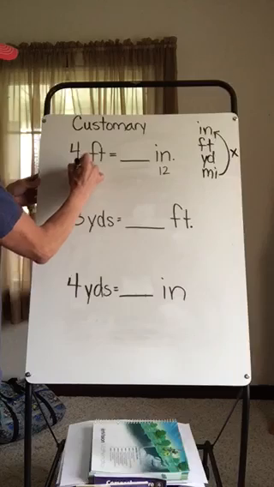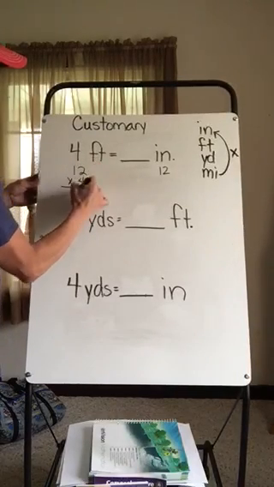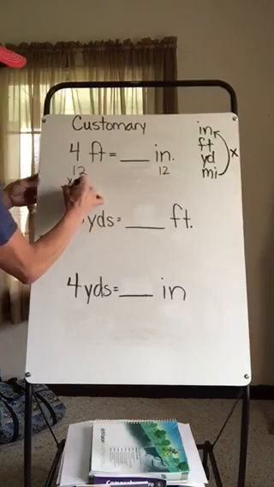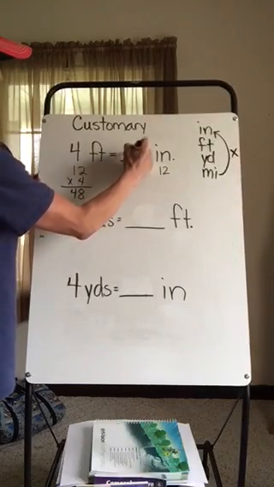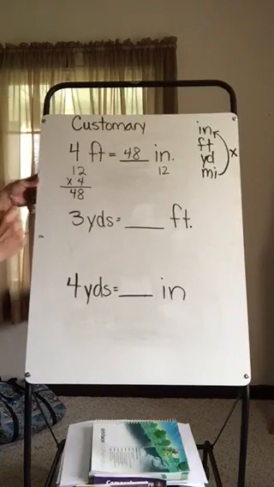So we have to multiply 12 times 4. We know 4 times 2 is 8. 4 times 1 is 4. That tells me that 4 feet equals 48 inches.